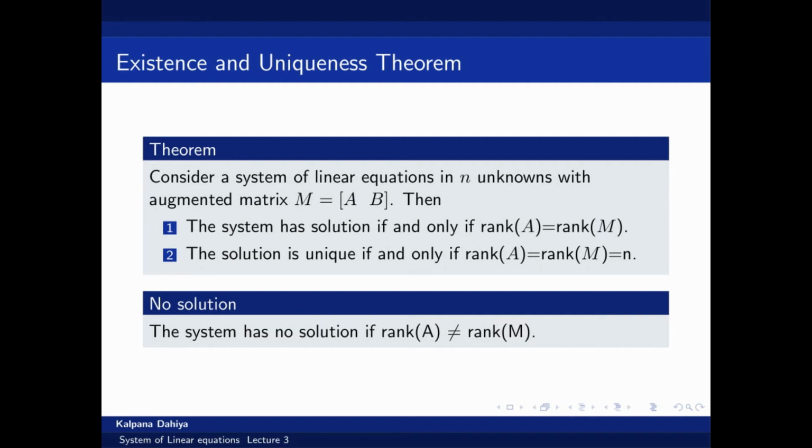So we have one theorem, the existence and uniqueness theorem. It says that if we have a system of m equations in n variables with the corresponding augmented matrix as AB, then system has solution if and only if rank of the matrix A is equal to the rank of augmented matrix. The solution is unique if and only if rank of A is equal to the rank of augmented matrix, and this is the same as n, the number of variables. From this theorem, we can interpret that system has no solution if rank of matrix A is not equal to the rank of augmented matrix.